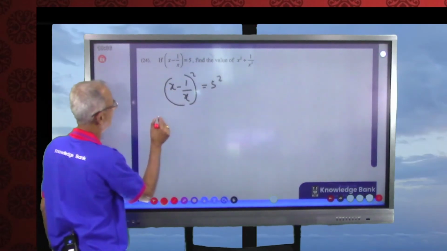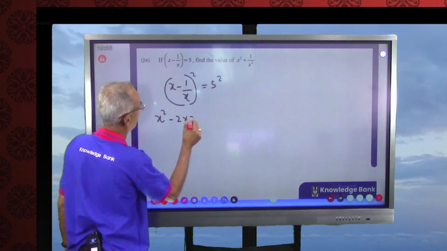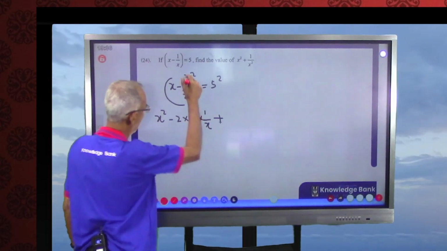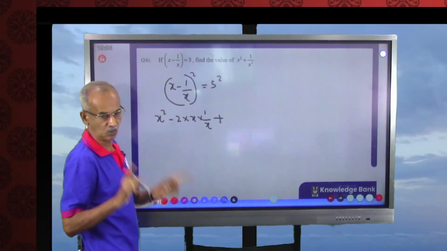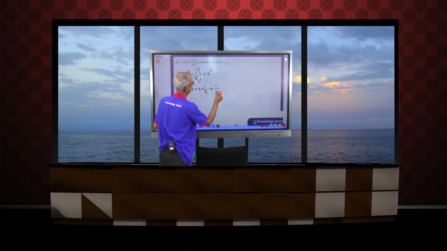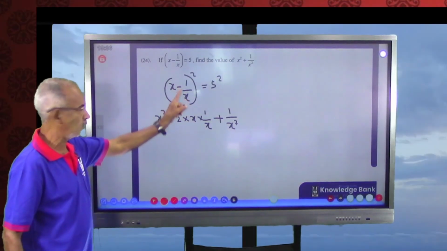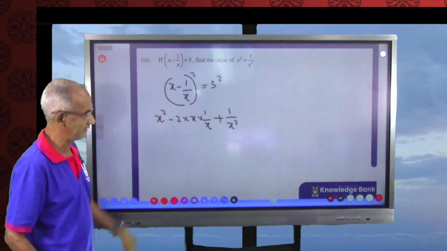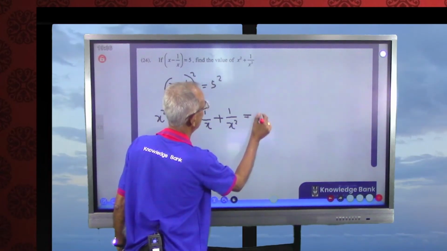If you square here, you will get x squared minus 2 into x into 1 over x, plus 1 over x squared. 1 over x whole thing squared means 1 squared over x squared, that is x into x, x squared. This equals 5 squared, which is 25.